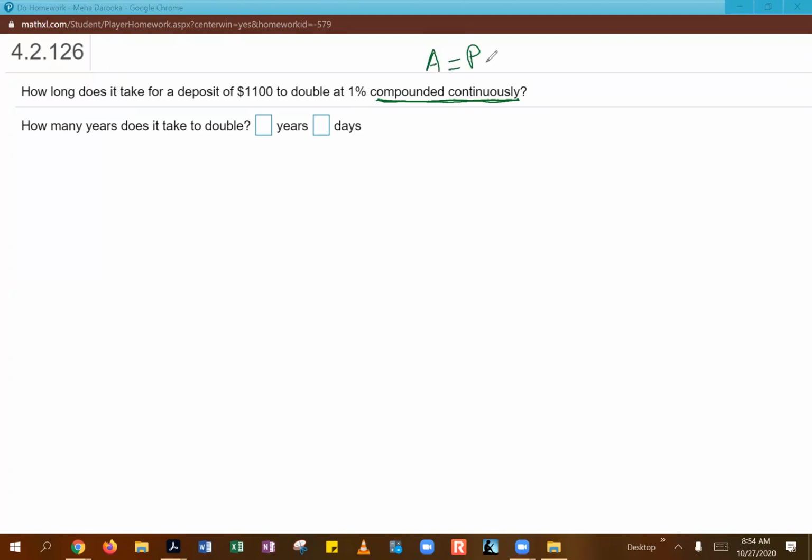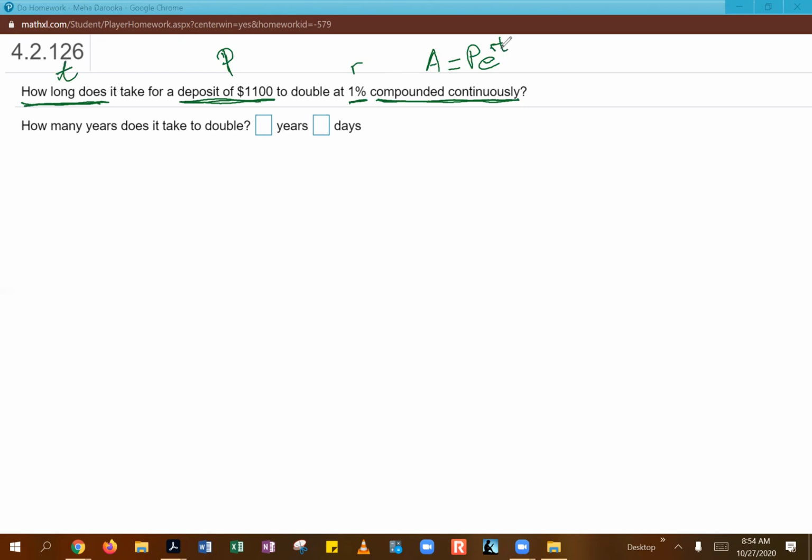A equals P times e to the power of rt. They're talking about a deposit of $1,100. That's a deposit, which means that's our principal, the P value. They're telling us that we are doing this at a 1% interest rate, so that's the R value. They're asking how long it takes, and that's our time, so that's T, the unknown value here.